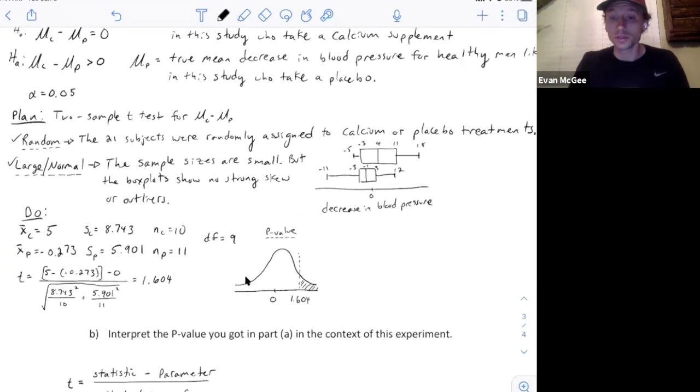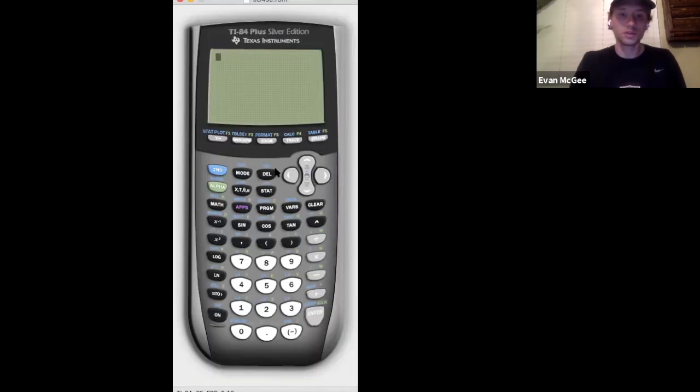So for our p-value, we're just going to use this distribution. We know it's approximately normal from our conditions, and we're going to find the area above a test statistic, or a t-value, of 1.604. So let's go ahead and open up the calculator, and I'll give you a refresher of how to find these in the calculator if you need that as well. You should still have our lists entered, so our calcium group in list 1 and our placebo group in list 2.